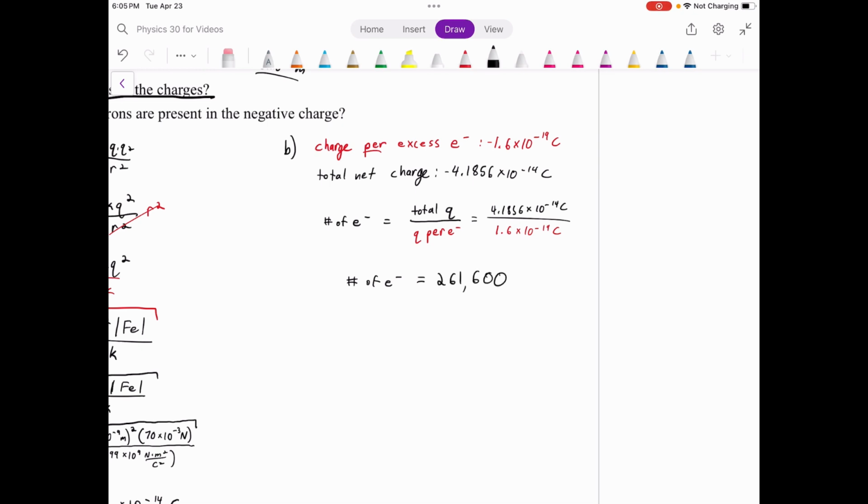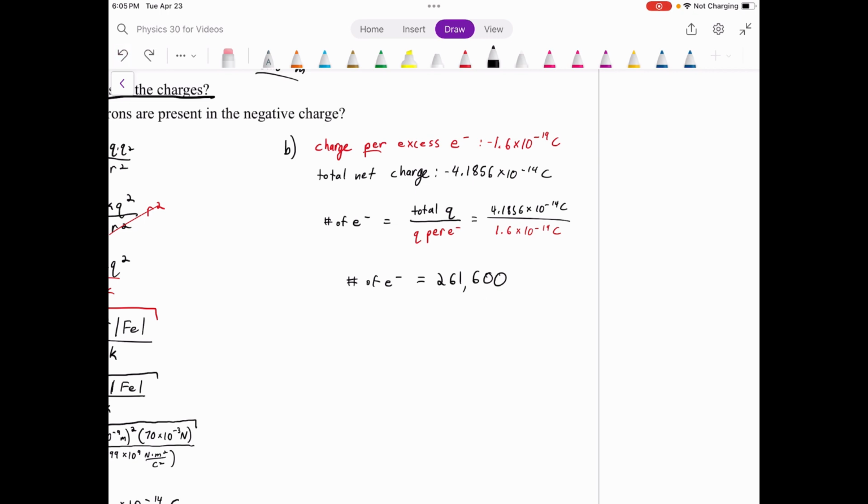261,600. Now I misspoke there. I said that's the number of electrons it has. We know that's not true, right? That's the number of extra electrons it has compared to protons. It probably has billions more electrons than that, right? But this is how many more electrons it has than protons.